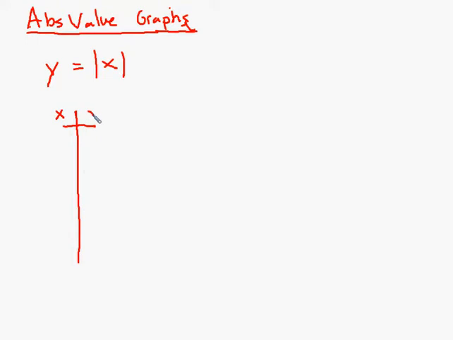We do x, y. Remember that y equals absolute value of x. And I'm just going to get a few points here. I'll do like -3, -2, -1, 0, 1, 2, 3, so on and so forth. Okay, so what's the absolute value of -3? And absolute value of -2? And -1? And 0? And 1? So there we go. Pretty easy chart there. And we could go on.